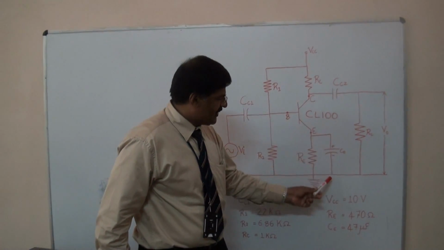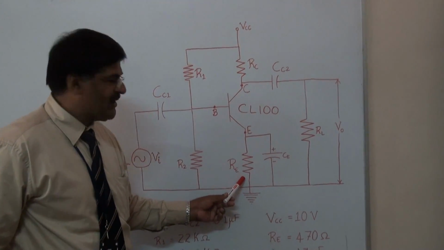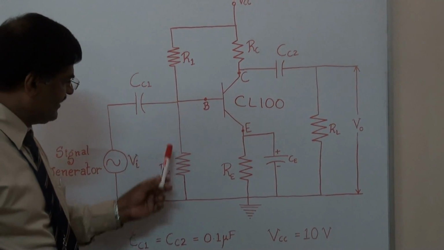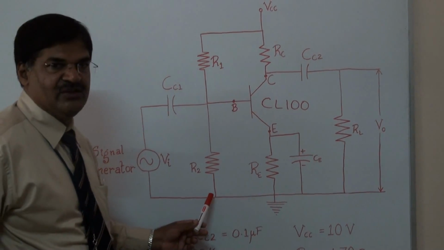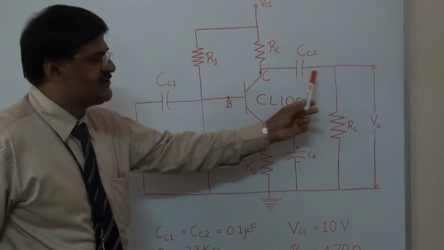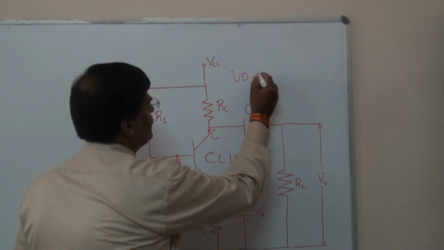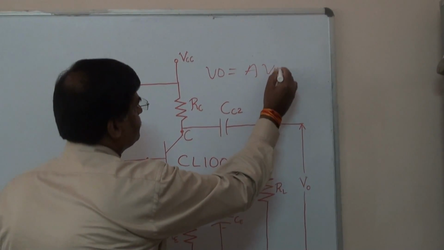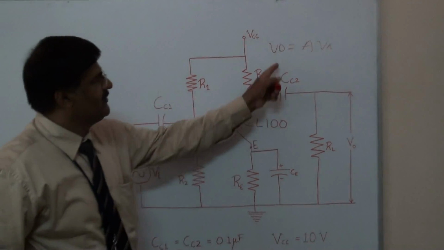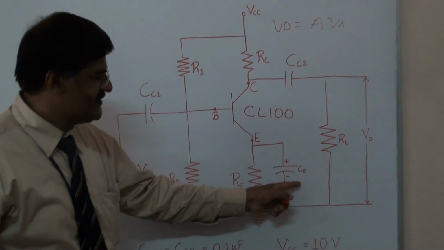And regarding this bypass capacitor, AC should not flow through this RE because it results in negative feedback. Effectively, the VI between this point and this point will be reduced because of the negative feedback, so the output also reduces. We have the formula V0 is equal to gain into VI. As the effective input reduces here, your output reduces. So that is the disadvantage if you don't use this CE.